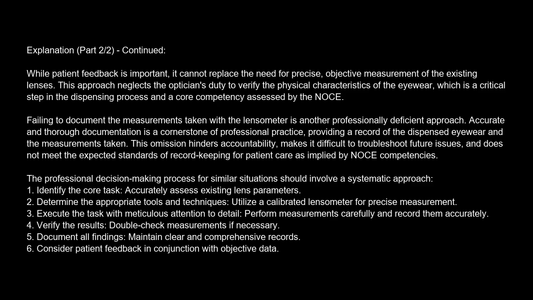The professional decision-making process for similar situations should involve a systematic approach. 1. Identify the core task: accurately assess existing lens parameters. 2. Determine the appropriate tools and techniques: utilize a calibrated lensometer for precise measurement. 3. Execute the task with meticulous attention to detail: perform measurements carefully and record them accurately. 4. Verify the results: double-check measurements if necessary. 5. Document all findings: maintain clear and comprehensive records. 6. Consider patient feedback in conjunction with objective data.